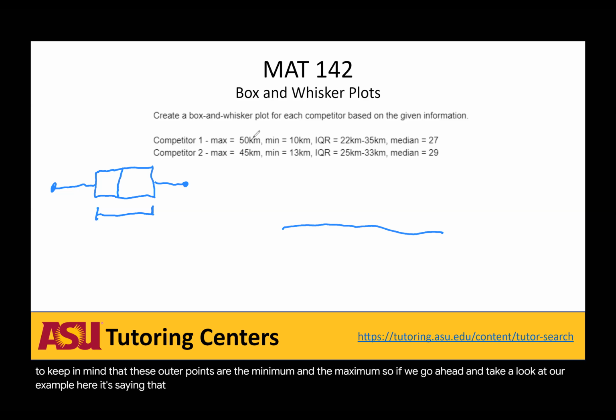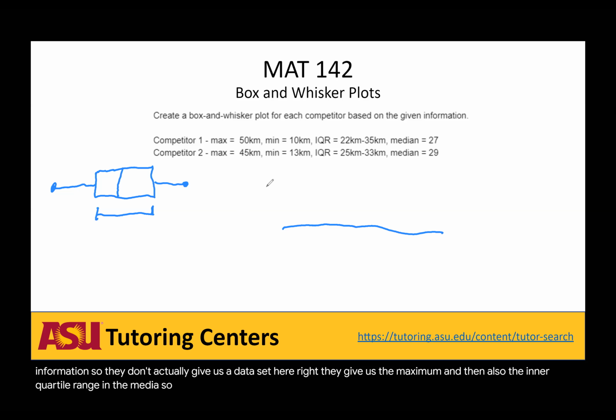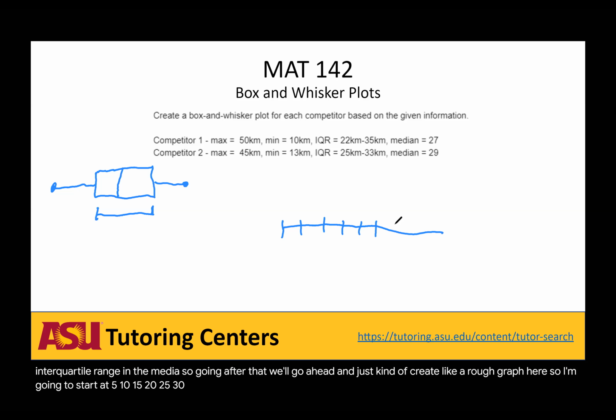So if we take a look at our example here, it's saying that they want us to create box and whisker plots for each competitor based on the given information. They don't actually give us a data set here, right? They give us the max and the min, and then also the interquartile range and the median. So going off of that, we'll create a rough graph here. I'm going to start at 5, 10, 15, 20, 25, 30, 35, 40, 45, and then 50. So this is 5, 25, and then 50 here.